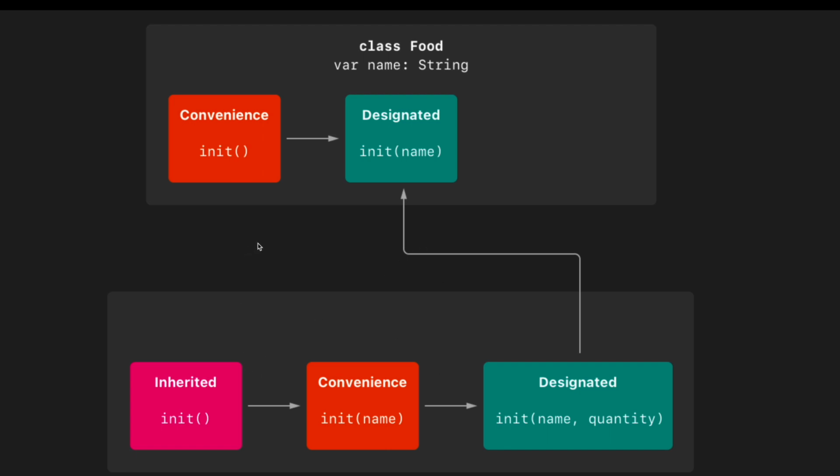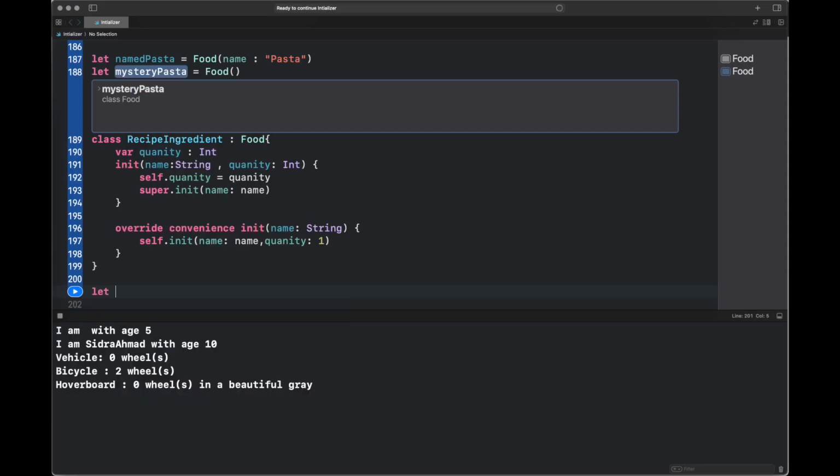in our subclass, and after that the convenience init method is called, which we have basically overridden, and after that the designated init method is created with the parameters name and quantity, which is going to call the designated method of our class Food, which is a superclass. So this is the relationship between these classes.